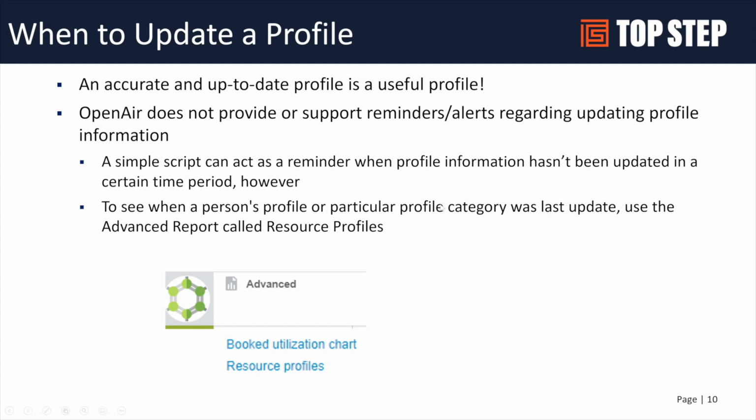You can also run reports and see when a particular category was last updated. Within the advanced reports, there is a resource profile report, and this will show the last update. So you can use that to monitor who's been updating their profile and who hasn't updated in a while. So keeping folks engaged, keeping them maintaining is a key thing you've got to think about when you're defining whether you're going to be able to benefit from this feature.